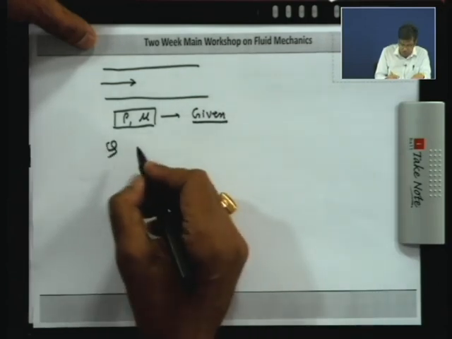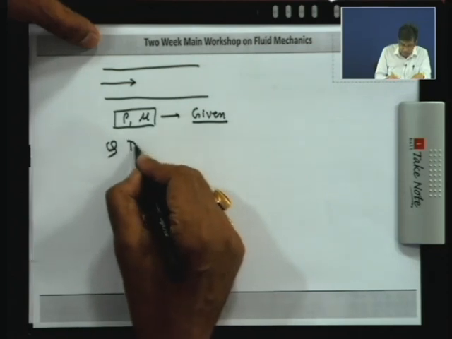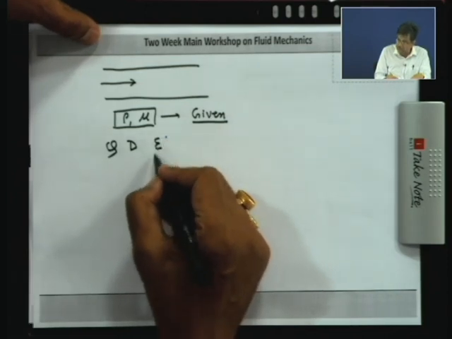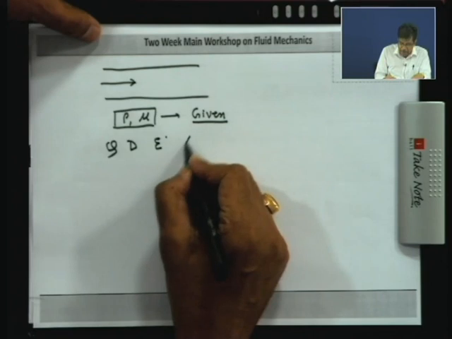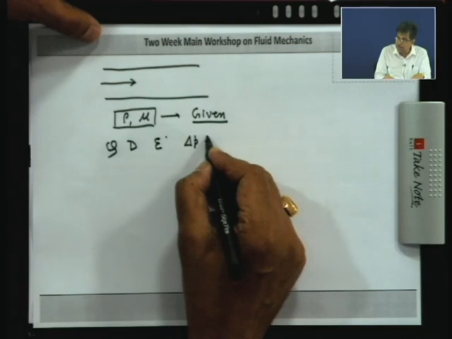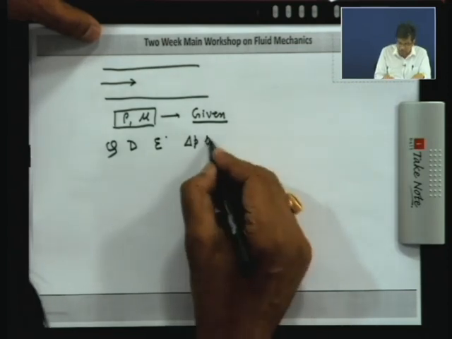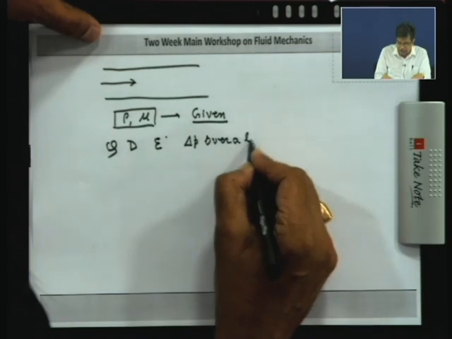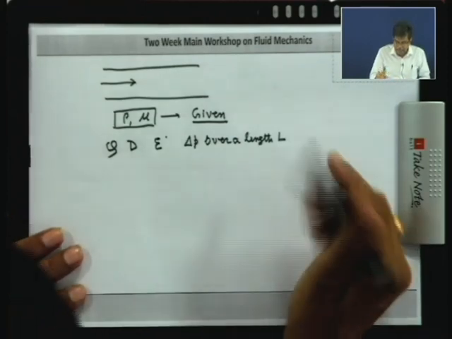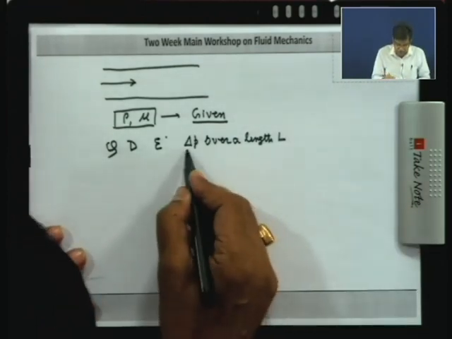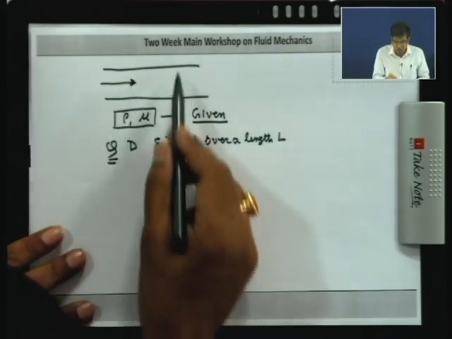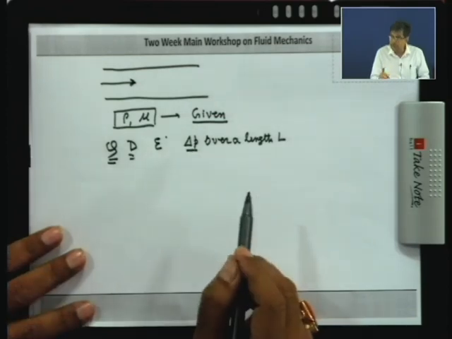The volume flow rate, the diameter of the pipe, the roughness epsilon of the pipe, the average roughness, and delta P for a given length, that is, the pressure drop over a length L. So, I am specifying length because it is pressure drop over a length L, and at the same time we can find out the power. If we know delta P and Q, we can find out the power required to provide that flow through the pipe of certain diameter and having a pressure drop delta P.